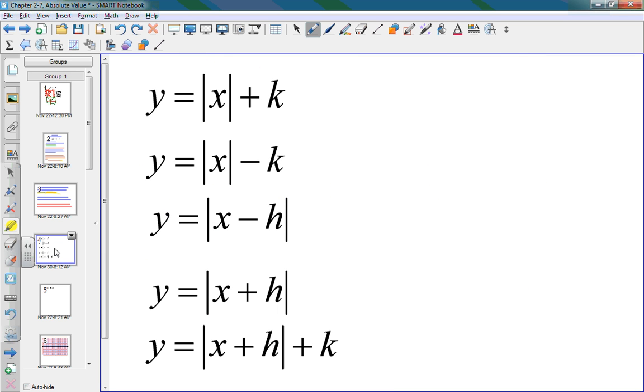Now let's go ahead and see what happens whenever we apply this. If I have a generic number, let's say k, and I add that to my absolute value, what's happening to it? Look at your paper again, the first page. What does k do to it?